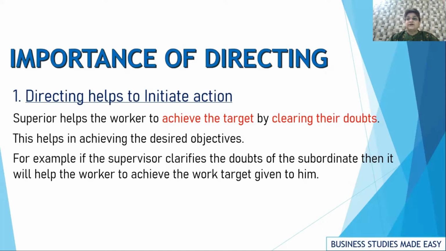Now, how do the workers work if they don't understand what is to be done? So under directing, the manager clears the doubts, the superior or the supervisor, he clears the doubts of the workers so that they understand how it is to be done and they're able to achieve the target that has been given to them. So if each worker is able to achieve the target, then the organizational targets will automatically be achieved. Therefore, the first importance of directing is that directing initiates action. Work is done under directing.